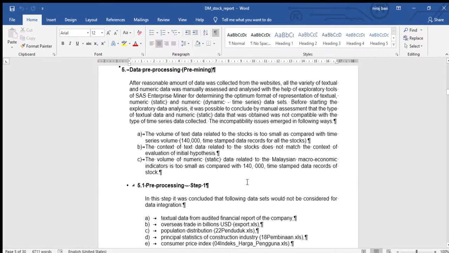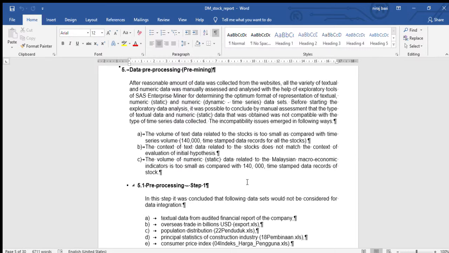Good morning. This video is going back to the report. After the previous video, we spoke a little bit about the codes. In this video, we'll be covering chapter 5, which is the data pre-processing chapter. Data pre-processing consists of all the steps before the mining, so we call them pre-mining steps.